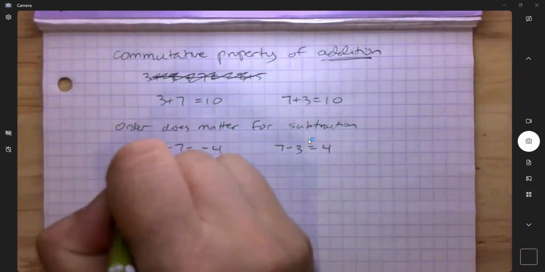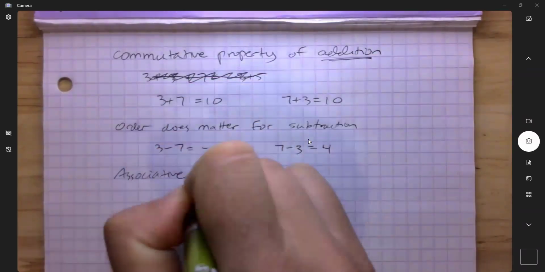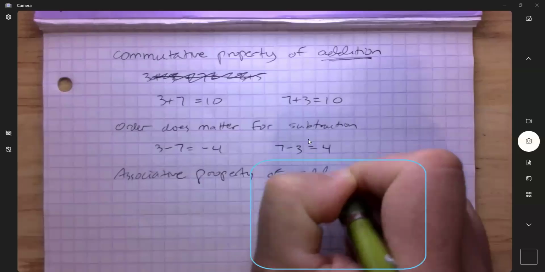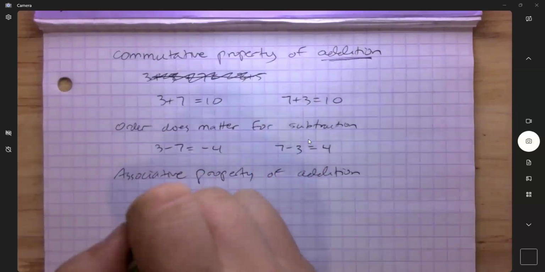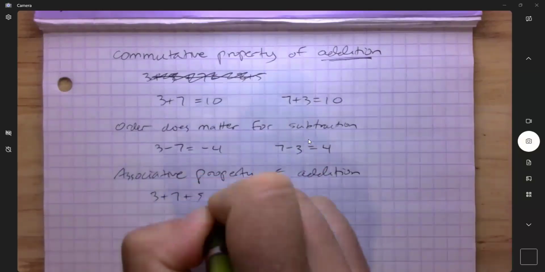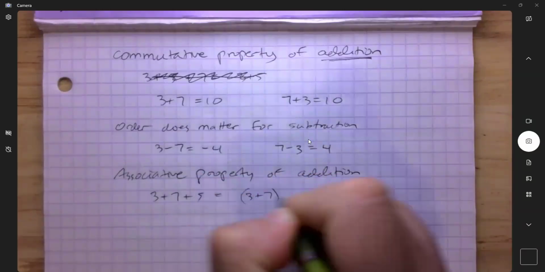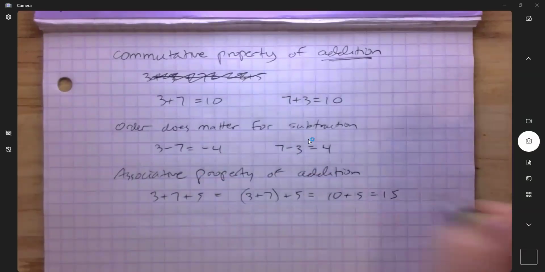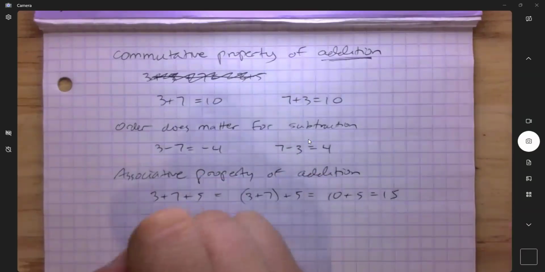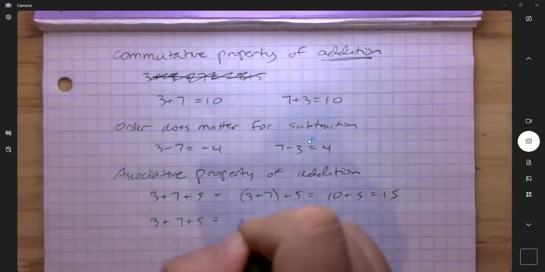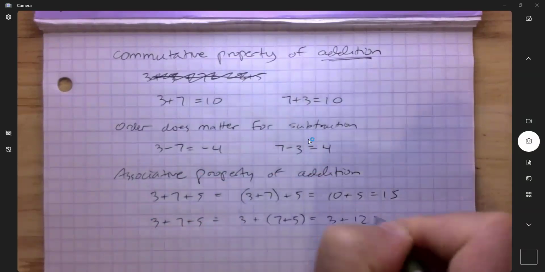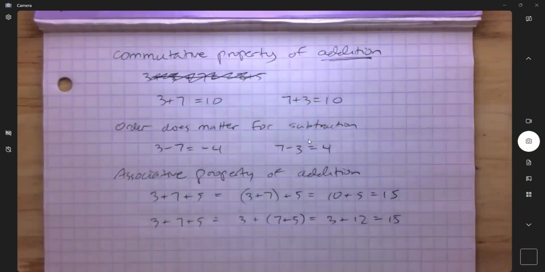And there's an associative property of addition. This now, if I take 3 plus 7 plus 5, I could see that as 3 plus 7 first, and then add the 5, which is 10 plus 5, which is 15. Or I could do the 7 plus 5 first, which is 3 plus 12, which is also 15.